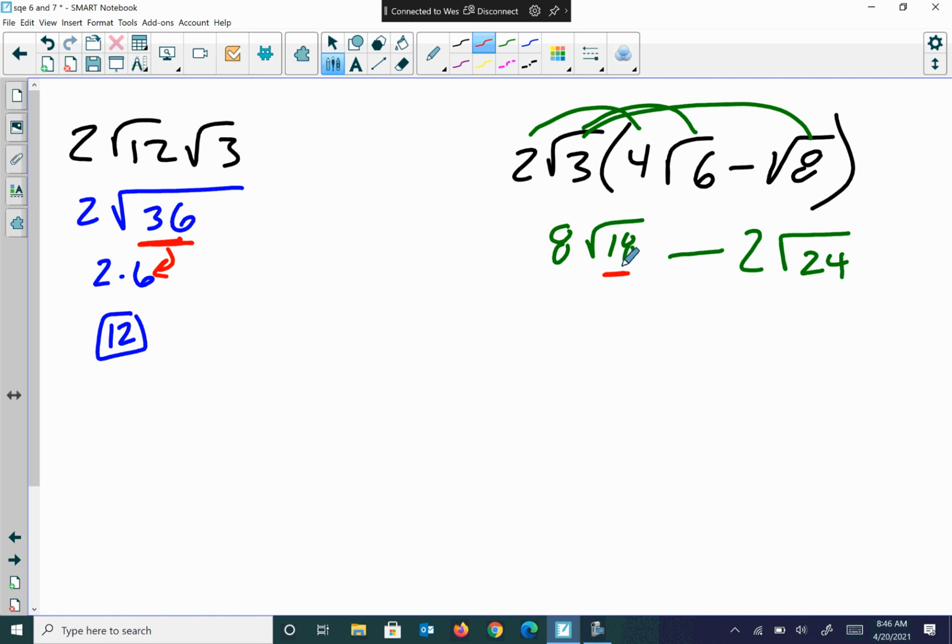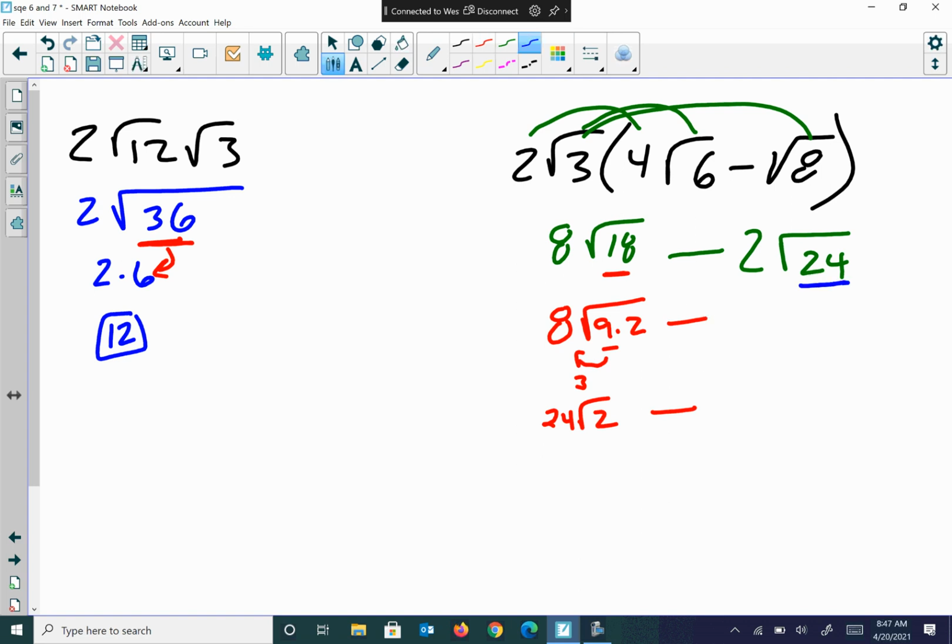Friends, what is my biggest perfect square that goes in 18? So, Phil. 9 and 2. Okay, square root of 9, Phil? 3. So 3 times that outside 8 is going to give me 24 root 2. Agree? Then this minus comes down for the ride.